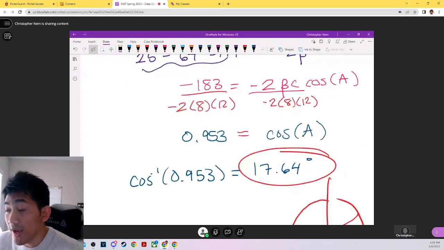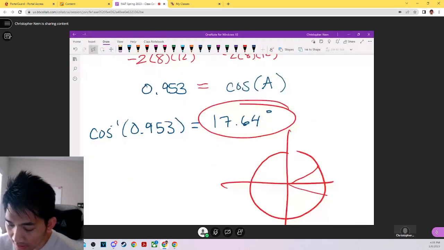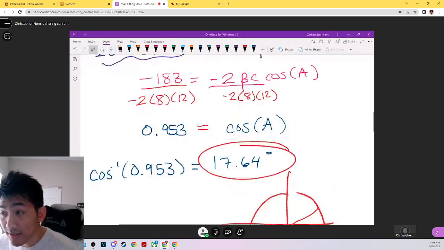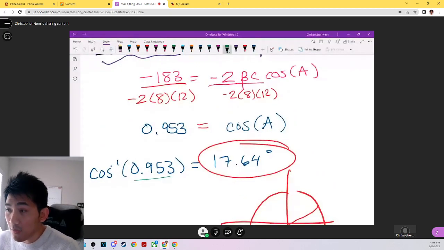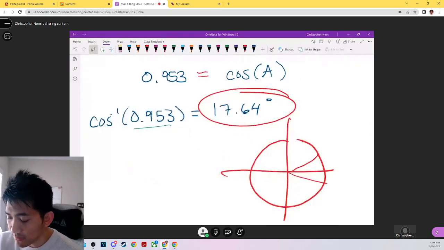Once I have that, I can use cosine inverse. Now, the question is, do I have 1 solution or 2 solutions? That's the beauty of cosine. Law of cosine is stronger than law of sines. We actually only have 1 solution. Why? Because this 0.953 is positive. So if I want to have a positive value on the unit circle, the x value is positive. So it has to be in the first quadrant or the fourth quadrant.